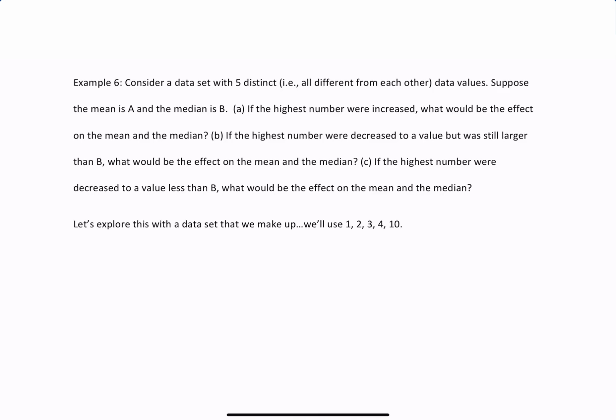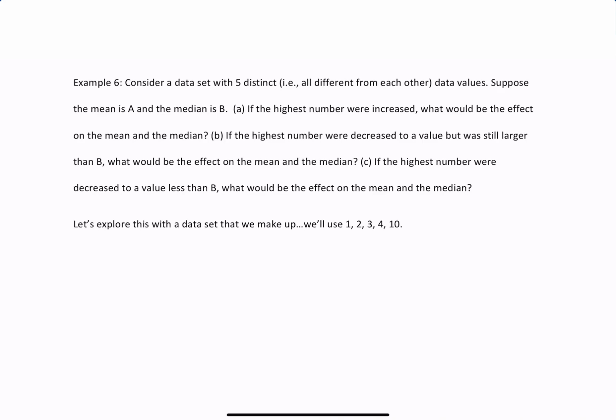If the highest number were decreased to a value that was still larger than B, the original median, what would be the effect on the mean and the median? If the highest number were decreased to a value less than B, the original median, what would be the effect on the mean and the median?